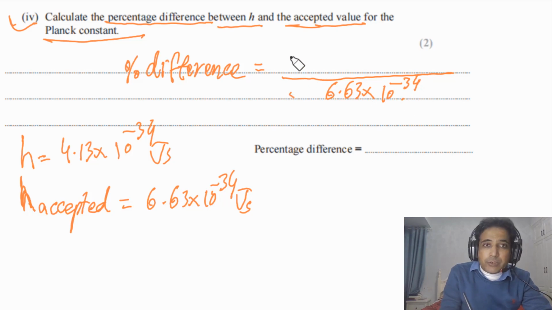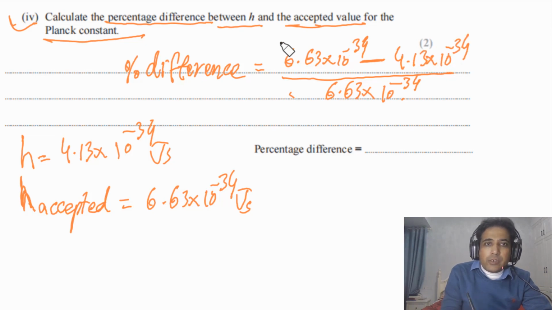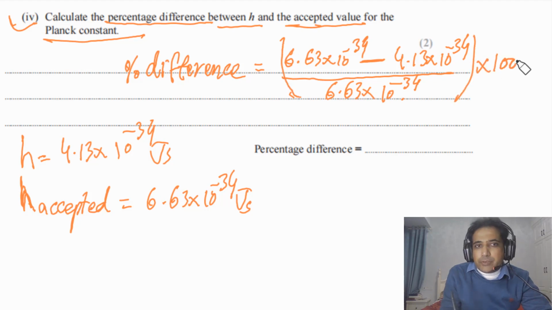Here we need to find the difference, so 6.63 times 10 to the minus 34 minus 4.13 times 10 to the minus 34, and we have to multiply this by 100 because we are calculating a percentage difference, and if we solve this we will get 38%. So this is percent. So that's all.